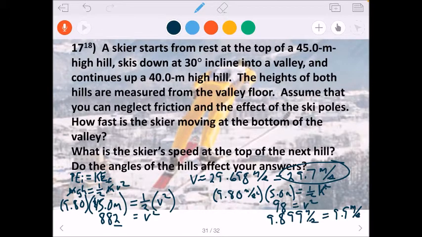And then the final question, do the angles of the hills affect your answers? Well, it does not, since we're considering that there is no friction. In reality, if there were friction, then those angles would have somewhat of an effect on how quickly I'm going up and down the hills.